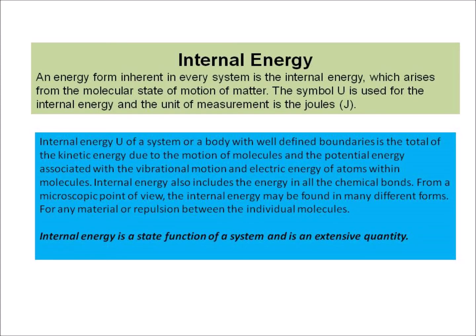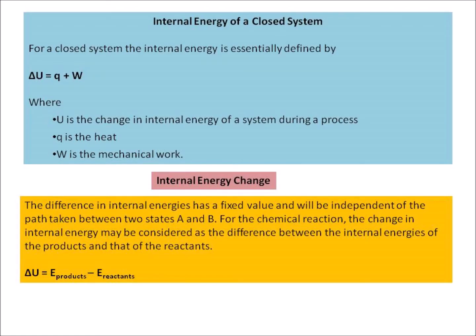Here it shows the definition of internal energy and the unit. Internal energy is a state function of a system and is an example of an extensive quantity. For a closed system, the internal energy change is defined by delta U is equal to Q plus W. The difference in internal energies has a fixed value and is independent of the path taken between two states A and B. For a chemical reaction, the change in internal energy may be considered as the difference between the internal energies of the products and that of the reactants.